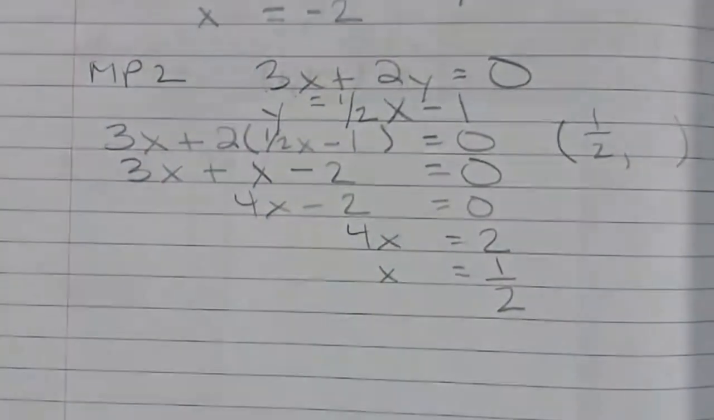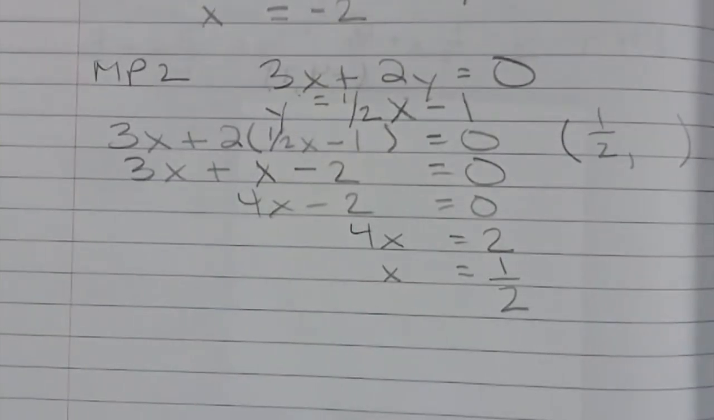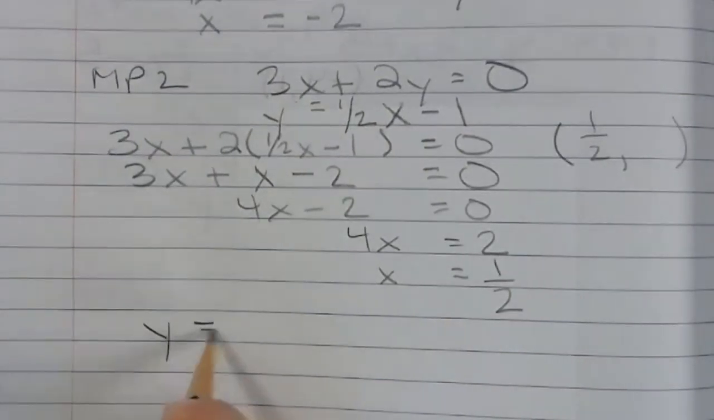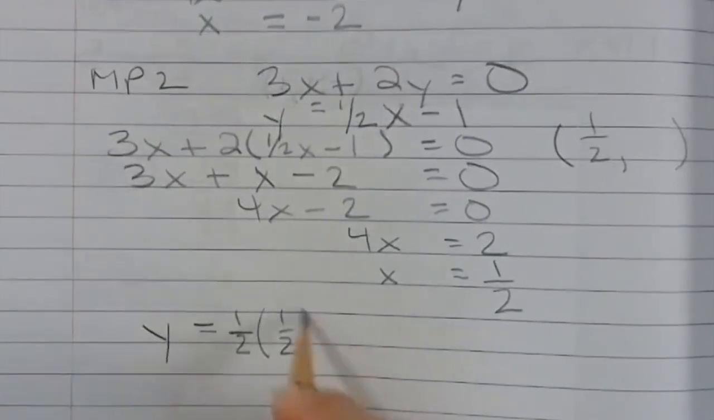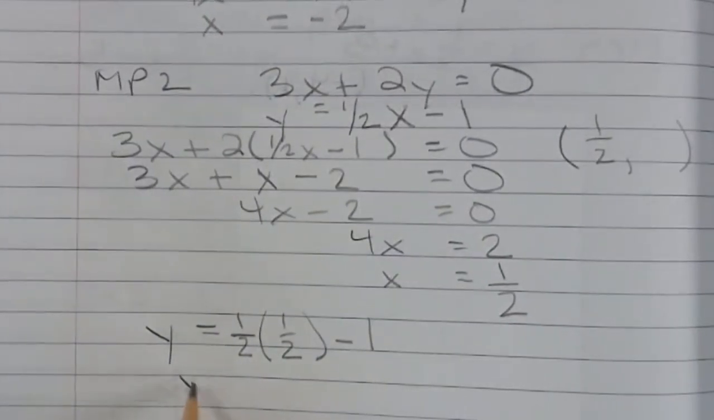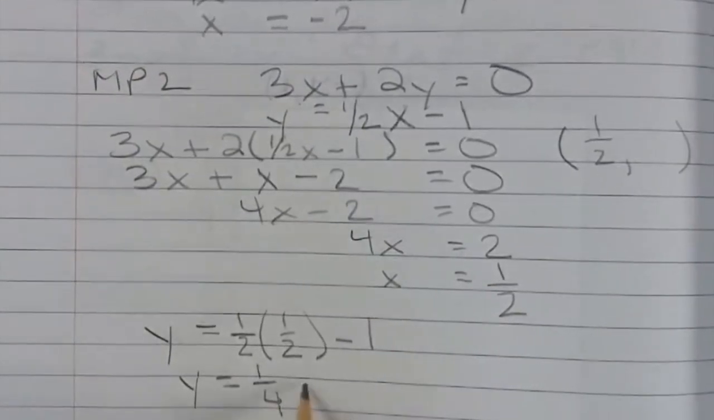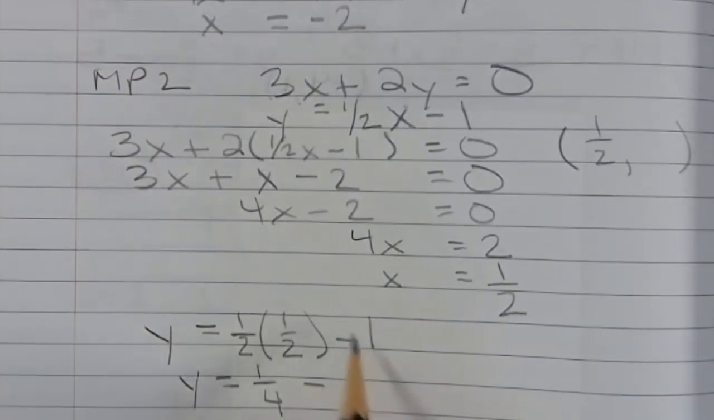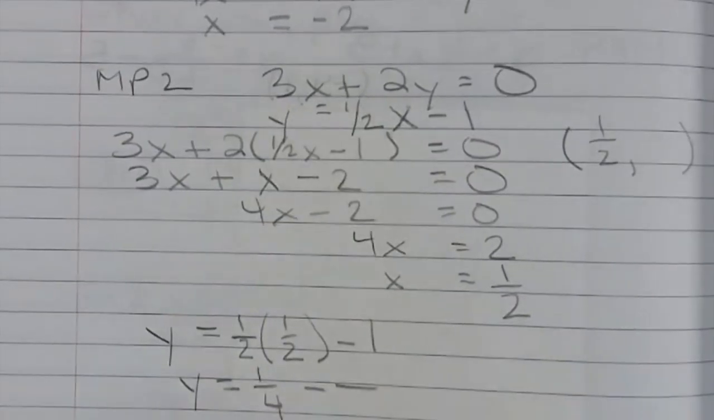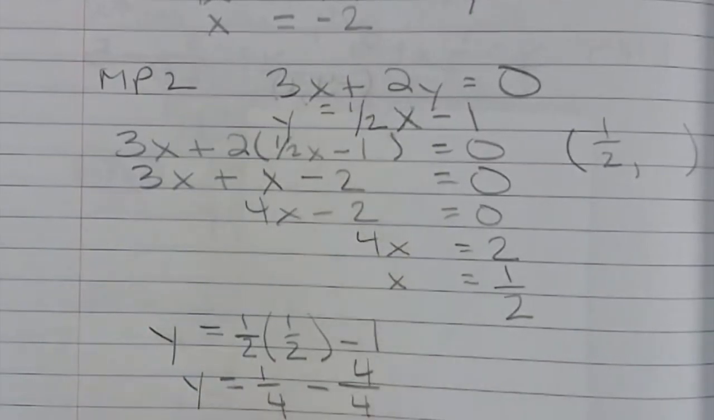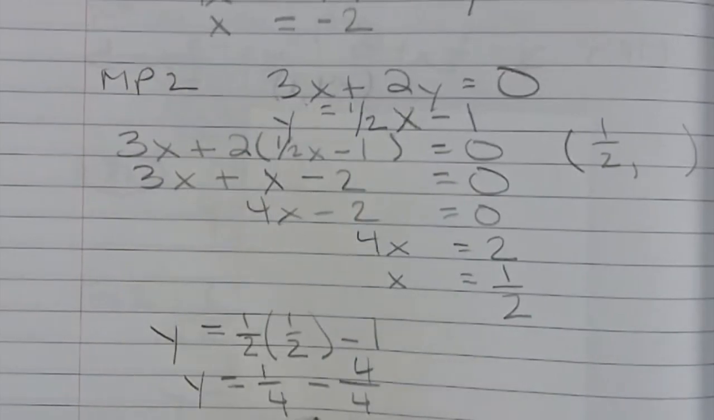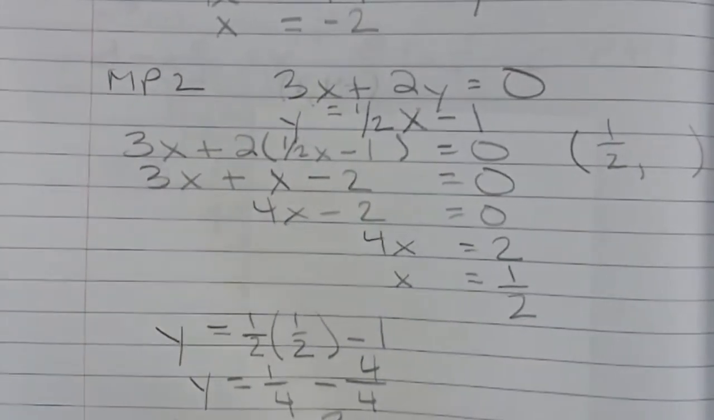Okay. Which equation tickles and giggles you? Second one, okay? Sure. And it doesn't matter which one you pick. 1/2 times 1/2 minus 1. Y equals 1/4 minus 1. And 1 as a fraction with a 4 on the bottom is the same as 4 over 4. So 1/4 minus 4 over 4 is negative 3 over 4. Good job.